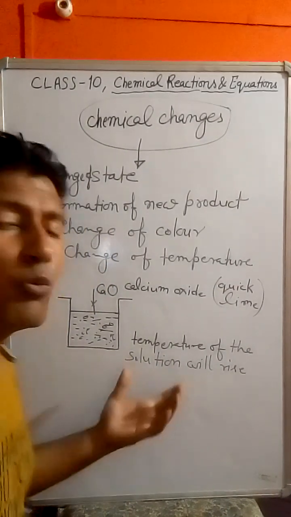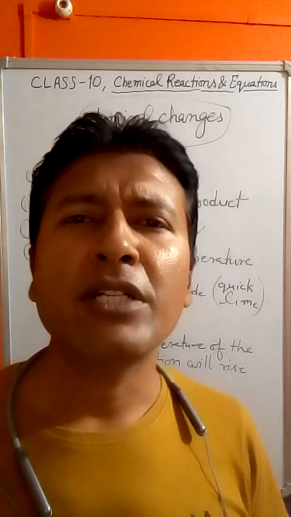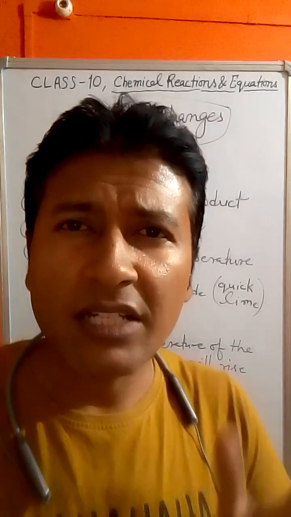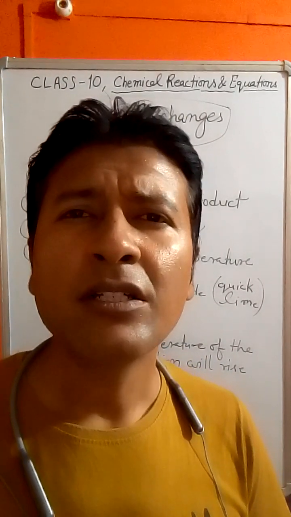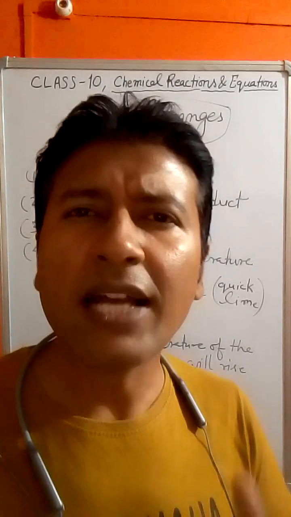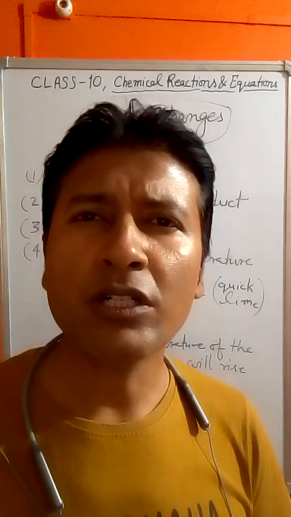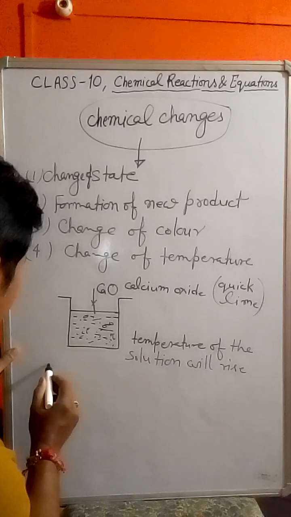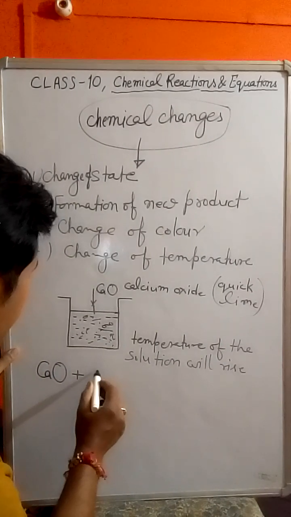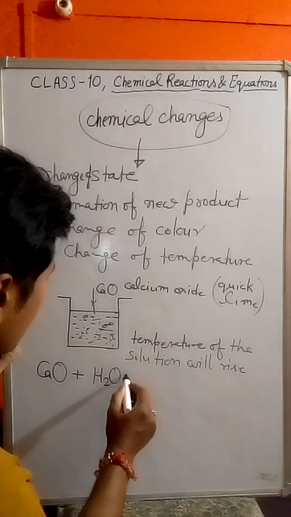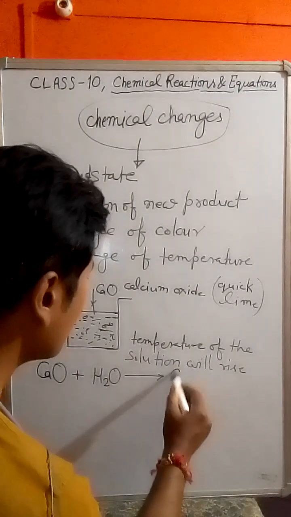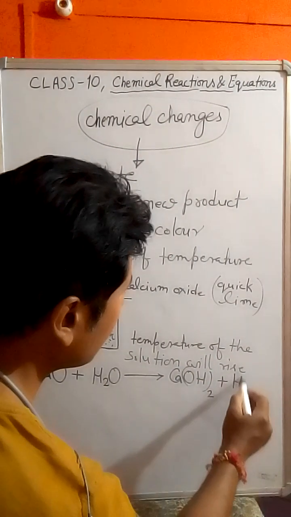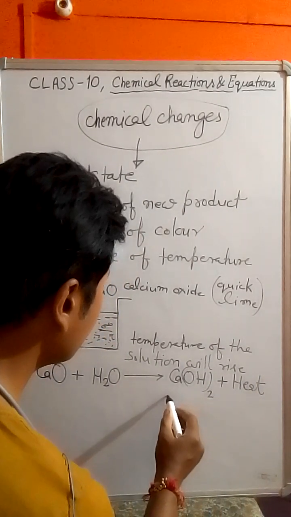Now, whenever you perform any experiment, of course a chemical experiment, if heat is released, this particular reaction is known as an exothermic reaction. This is very important, so I am giving more stress on this. I am writing the equation. When quicklime is heated with water, calcium hydroxide is formed plus heat is released, right?